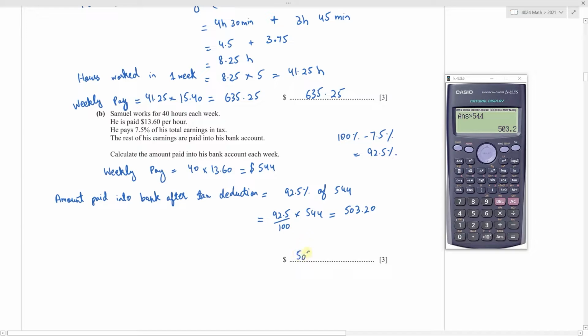So $503.20. You can also calculate 7.5% of 544 and then subtract it from 544, you'll get the same answer. So 7.5 divided by 100 into 544 is 40.8, and if you subtract this, you get the same answer. So both methods are correct.